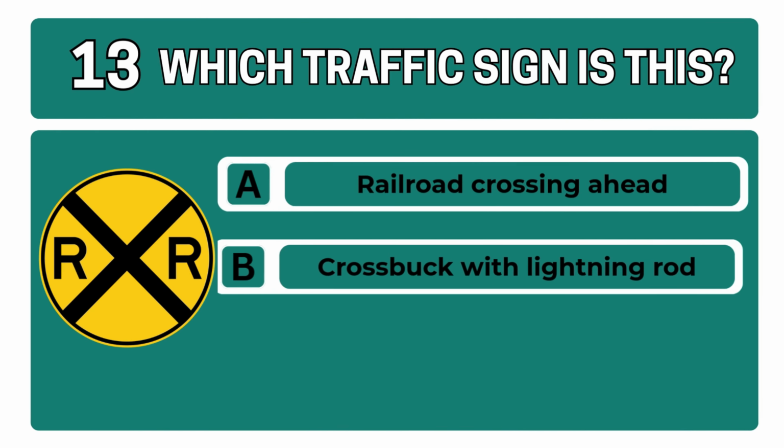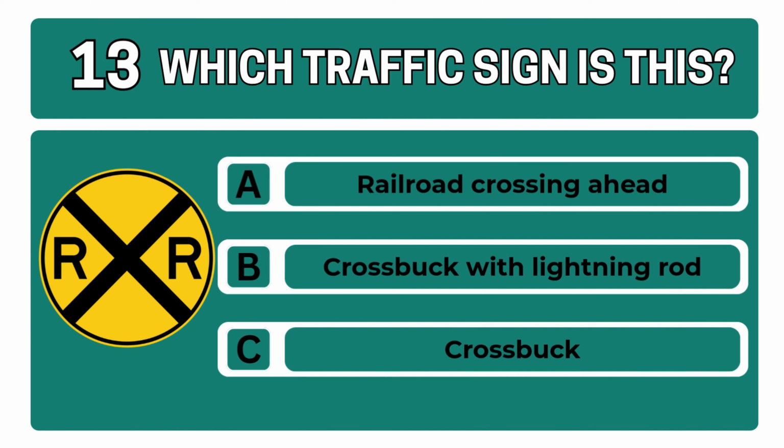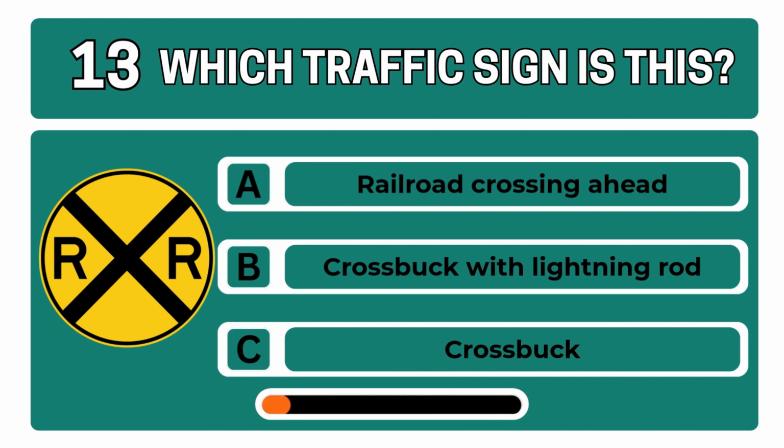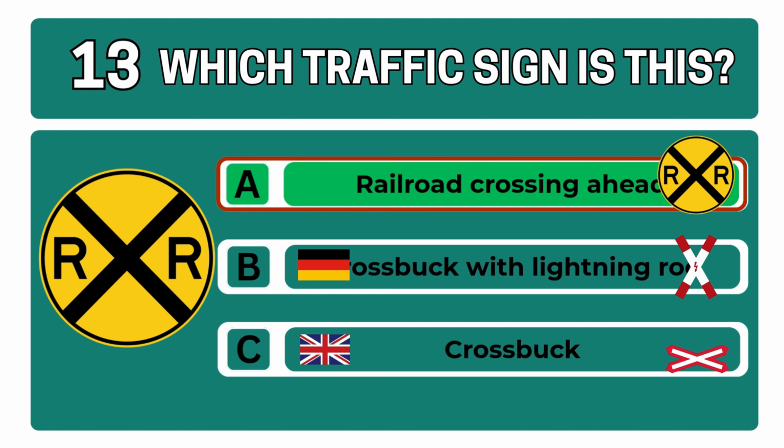Question 13. Which traffic sign is this? A. Railroad crossing ahead. B. Crossbuck with lightning rod. C. Crossbuck. The answer is A. Railroad crossing ahead.